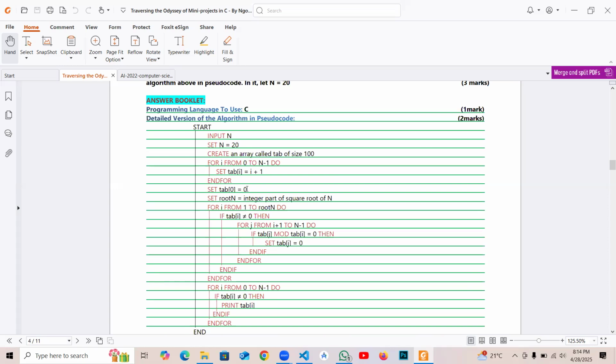Then set the root n to be equal to the integer part of the square root of n. Because they told us in our program to do typecasting, or to make sure that the square root of the number... Excuse me, sir.